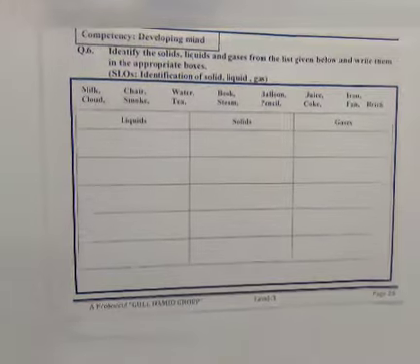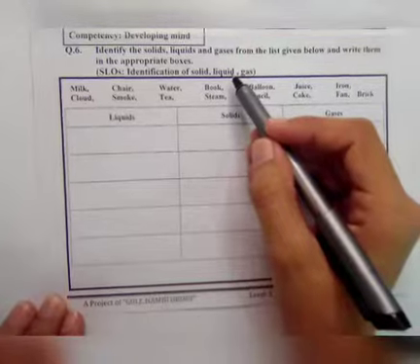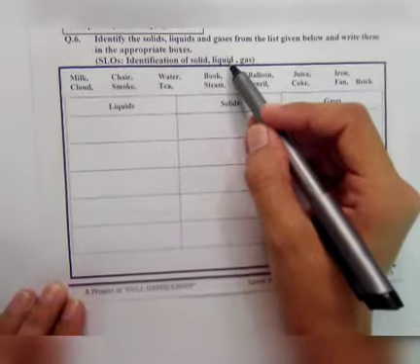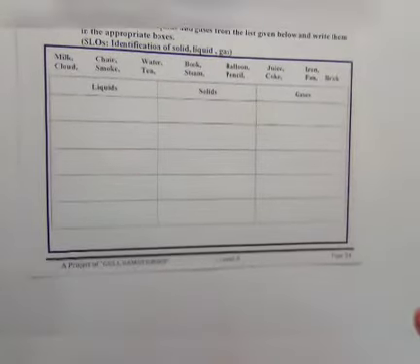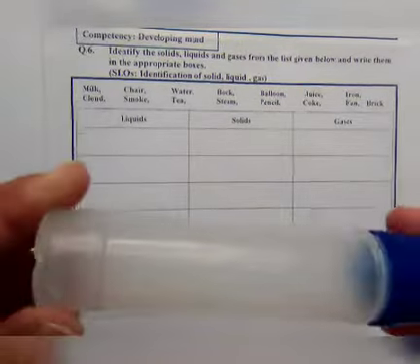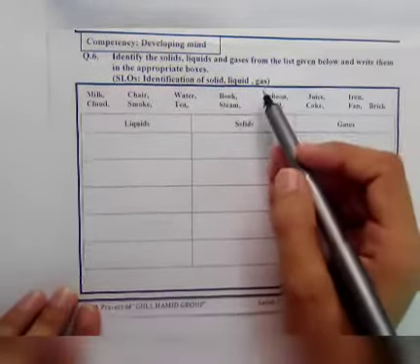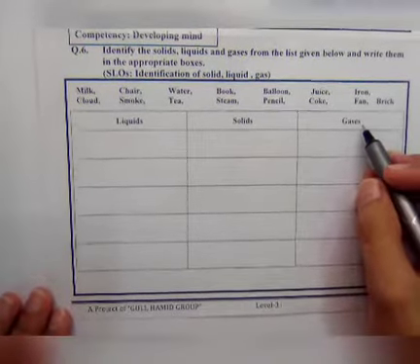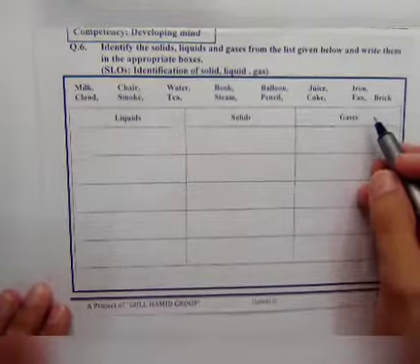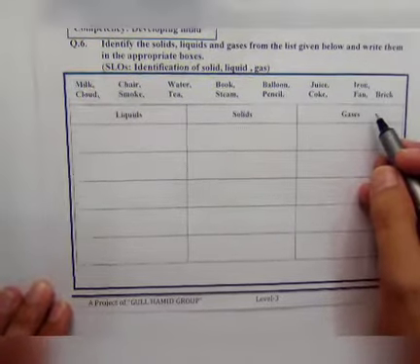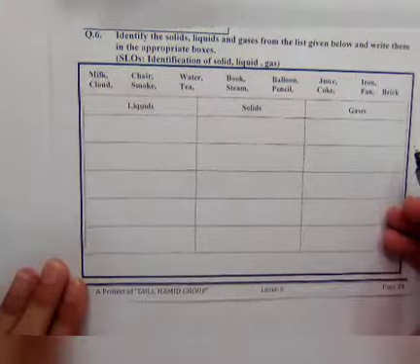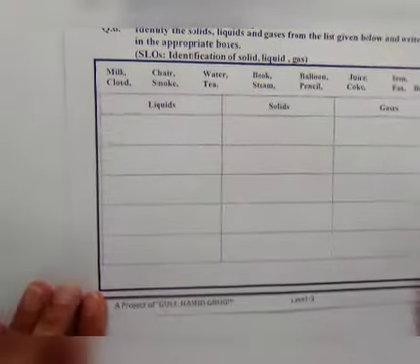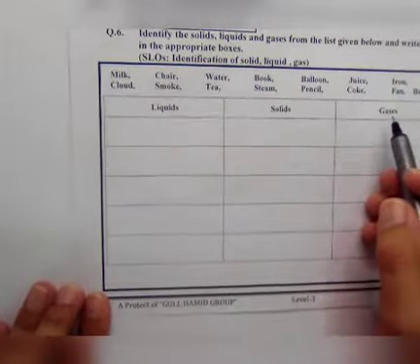And the next one is liquids. Liquids don't have a fixed shape and size. Like this is a glue. If I put it in another jar, it will take the shape of that jar. And the last one is gas. Gases don't have any fixed shape and size. For example, if I warm water, water vapors are formed. These water vapors are called gas.